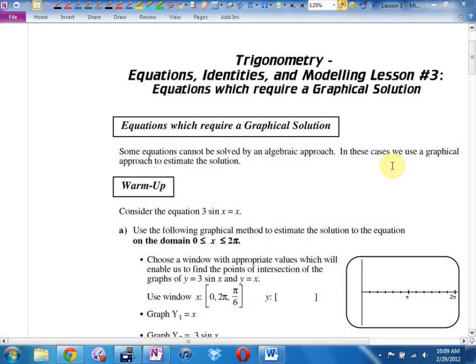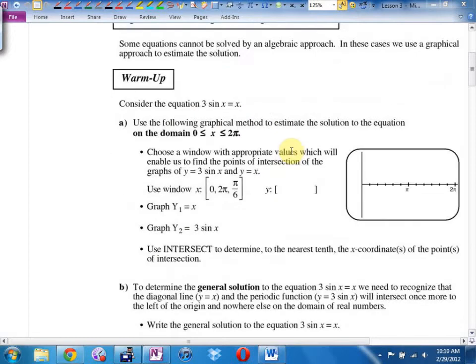And the heading says, equations which require a graphical solution. On your test, I'm going to give you one multiple choice question that you can't solve by hand. And I'll tell you how you'll spot it in a second. Some equations, it said, can't be solved by an algebraic approach. We fibbed. Some equations can't be solved without using a calculus-based approach.